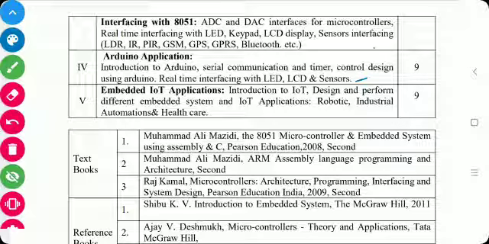Textbooks are Muhammad Ali Mazidi, The 8051 Microcontroller and Embedded Systems Using Assembly and C. Second is Muhammad Ali Mazidi, ARM Assembly Language Programming. Third is Raj Kamal, Microcontrollers: Architecture, Programming, Interfacing and System Design, from Pearson Education India. Okay, so this is regarding Application of Microprocessors and Microcontrollers.